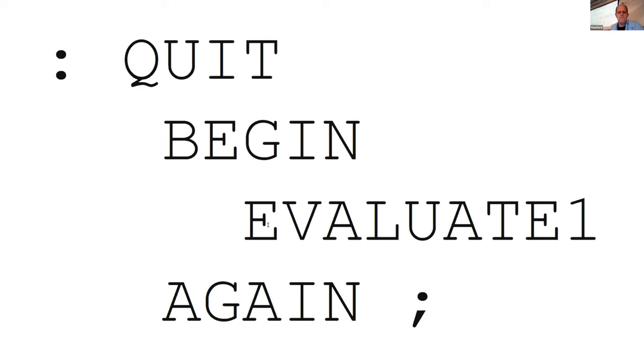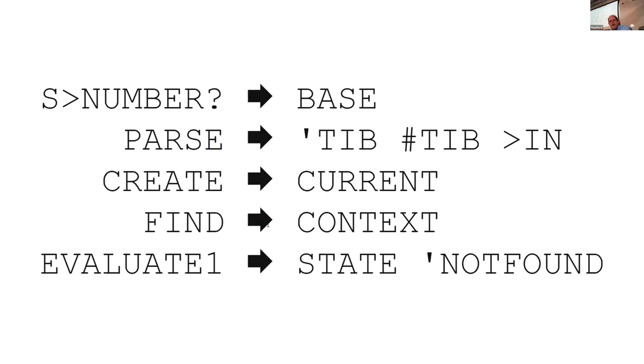Anyways, once you've defined your opcodes, all you need in Forth is this core loop. Your quit is just a forever loop that evaluates a single word. Now, of course, the challenge is how do you define that evaluate one operation? So here are those five magic words I was talking about.